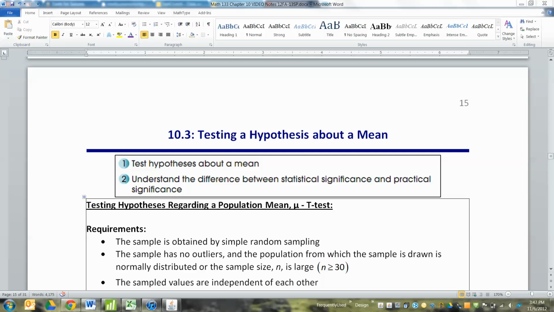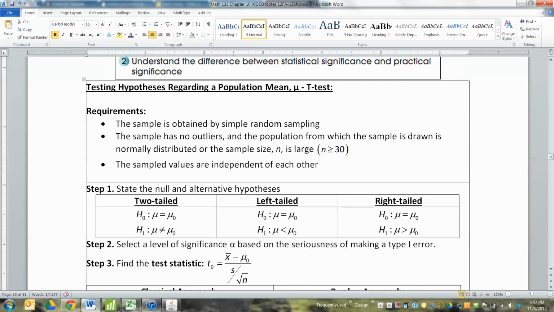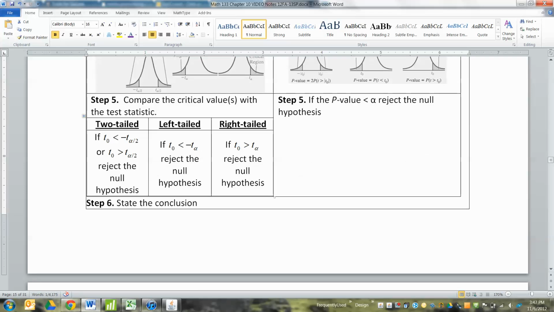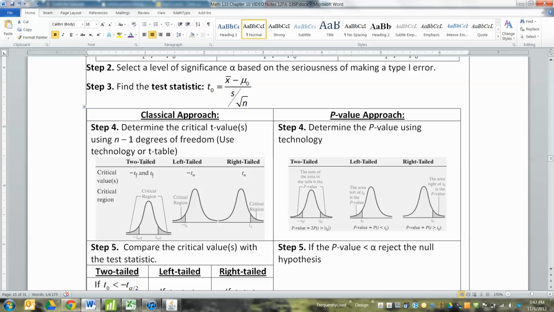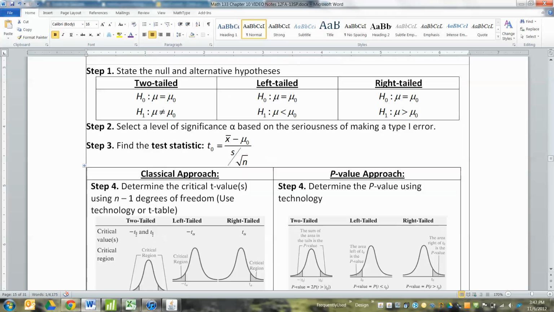In section 10.3, we're going to apply the same rules of what we did in 10.2, but this time we're going to be working with the mean instead of proportions. So we still have a huge 6-step process, just like we did for the last section. And again, that's in your inferential statistics cheat sheet, so just have that on hand.